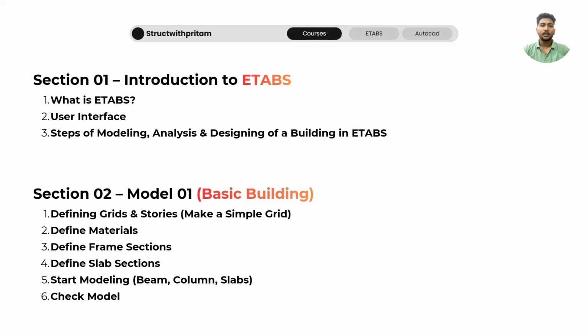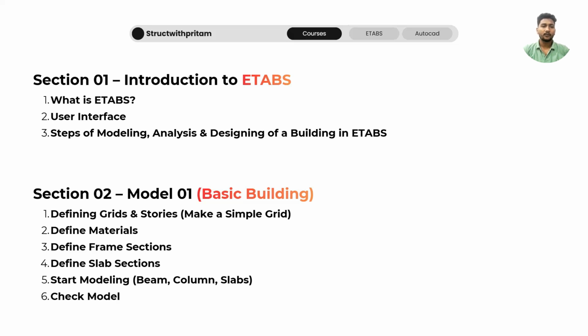In it we are going to take a simple basic building. This model 1 consists of 18 videos, because for the process of modeling, analysis and design of a building in ETABS, there are basically 18 steps we need to follow. So these steps are, first of all, defining the grids and the stories, where we will make a simple grid format.